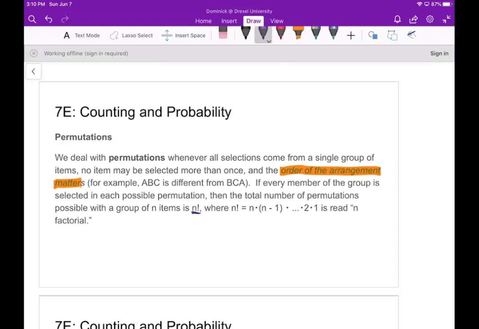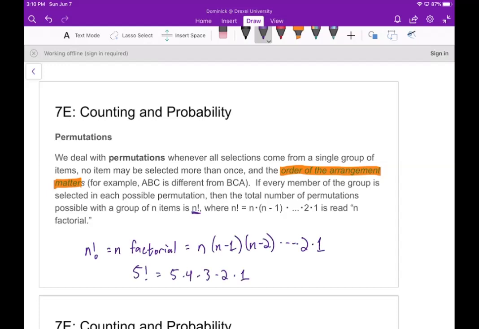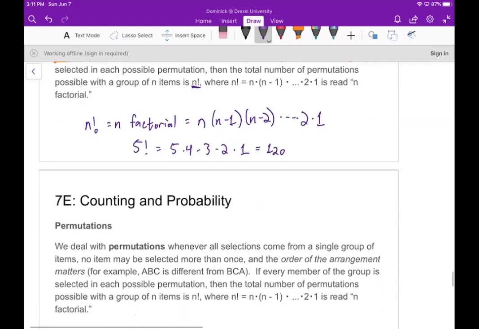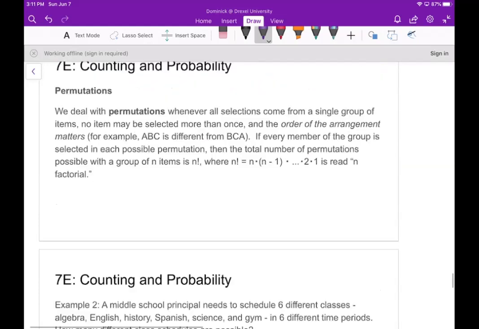And of course, n factorial just means that we take every number starting from n and we subtract it by 1, and we continue subtracting by 1 and multiplying these numbers together until we get down to 1. So for example, 5 factorial would be 5 times 4 times 3 times 2 times 1, which I guess would be 120, right? All right, so that's what we mean when we say factorial.